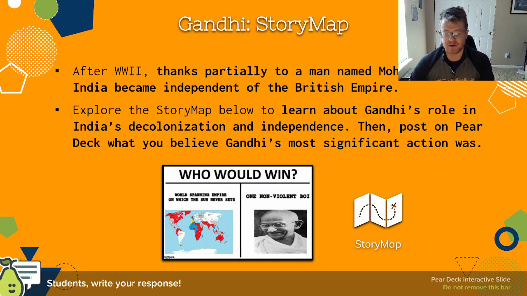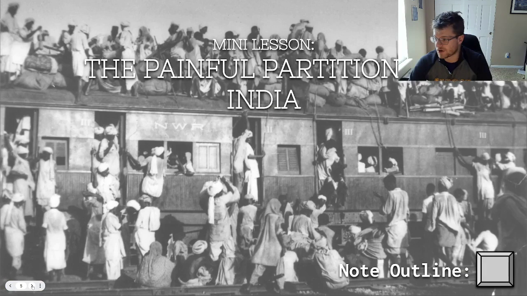You need to get at least a very basic, rudimentary understanding of the role that Gandhi had in the independence movement. Now, please understand, it's not like single-handedly because of Gandhi's actions that Britain will decide to give up its hold on India. But he is a significant figure that deserves some attention, and to that degree, what I'd like you to do here is there is a story map right here that I'd like you to check out. It's really easy to navigate through, and then just post on Pear Deck what you believe Gandhi's most significant action was that he took during his efforts against the British. Awesome.